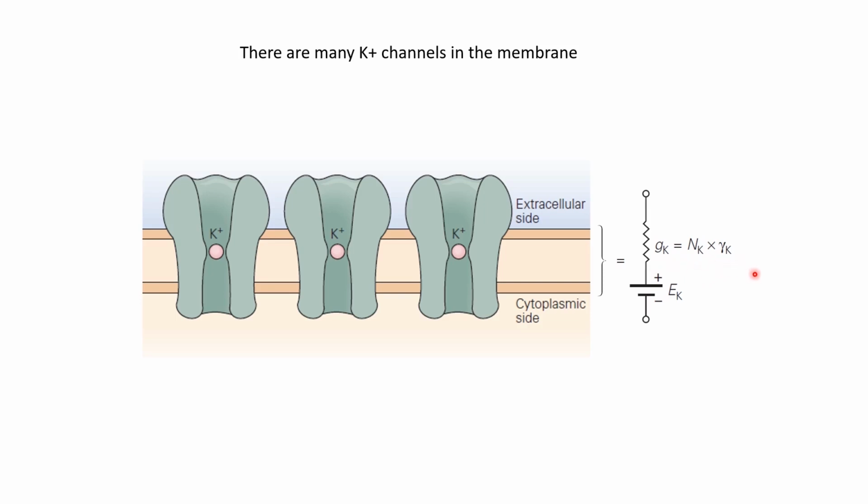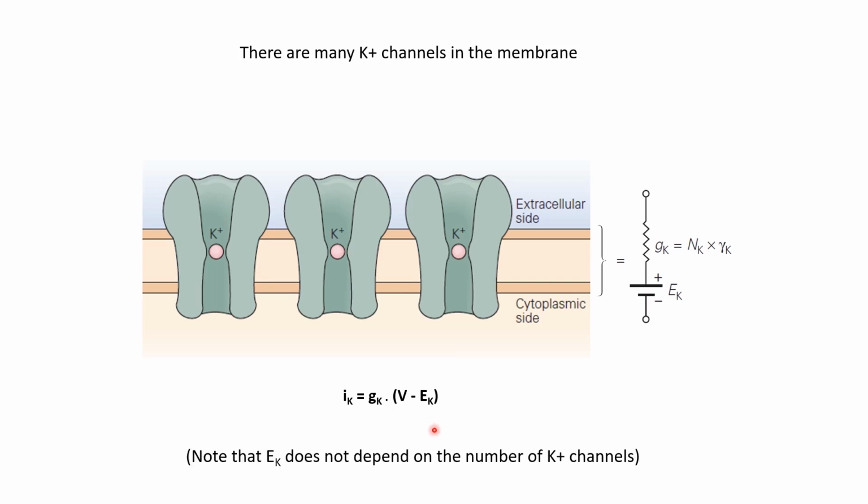So we can update our equation for current, where the total potassium current is equal to total potassium conductance times V minus Ek. This driving force still remains the difference between the membrane potential and the equilibrium potential. This quantity does not depend on the number of channels. It only depends on the charge of potassium and the ratio of concentrations inside and outside.